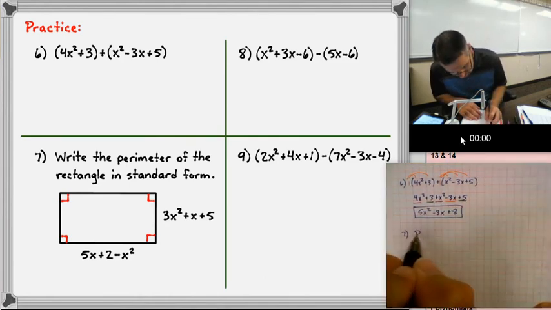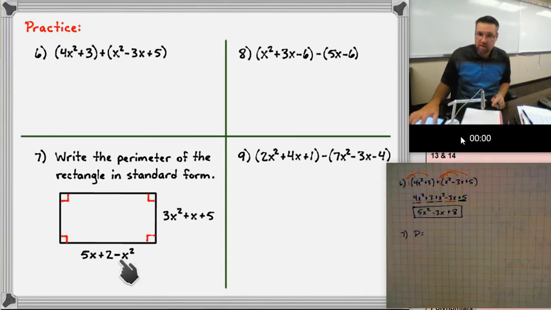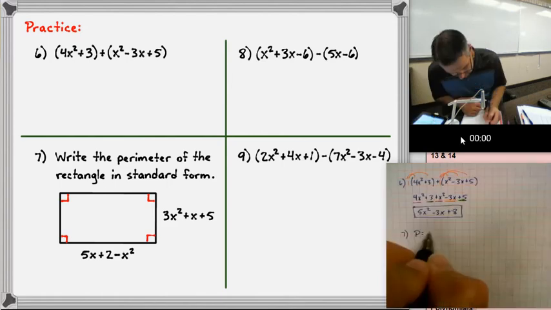Well, remember, perimeter is adding up all the sides. Now I notice that this side and this side aren't listed, but because it's a rectangle, this side is going to be the same as this guy, and this side is going to be the same as that guy. So we could write it all out together.